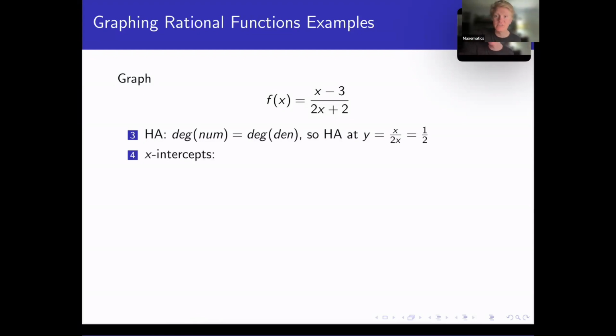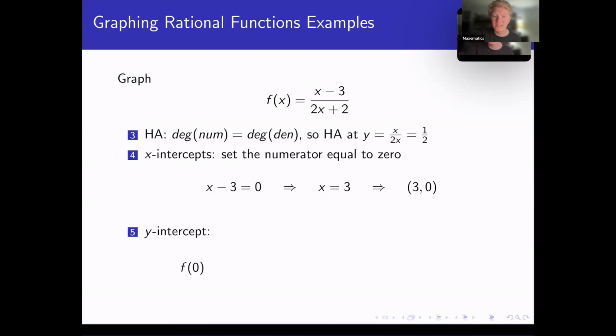X-intercepts. X-intercepts say to set the numerator equal to 0. Oh, finally we can do that. Add 3 to both sides, and we get 3, 0. Y-intercept, set x equal to 0. So we get negative 3 at the top, 2 at the bottom. So 0, negative 3 over 2.